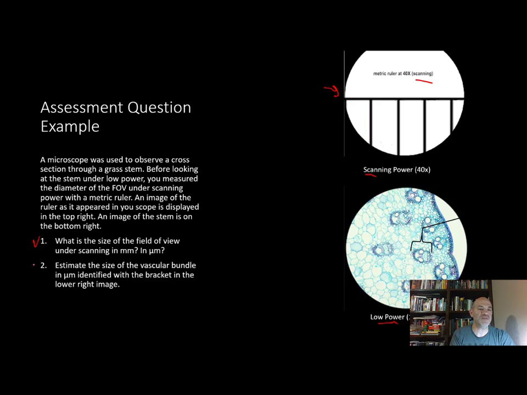So here are the two sample questions that you might get. So you might want to see if you can try to answer those as you prepare for the types of questions you might get on an assessment.